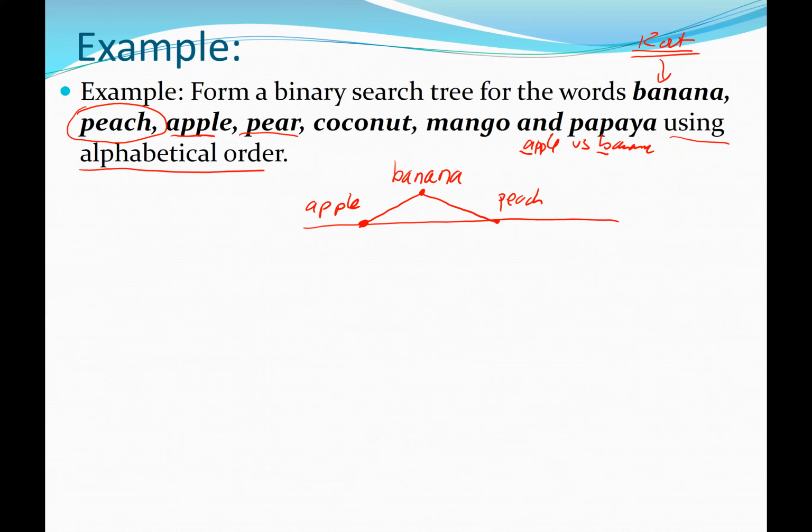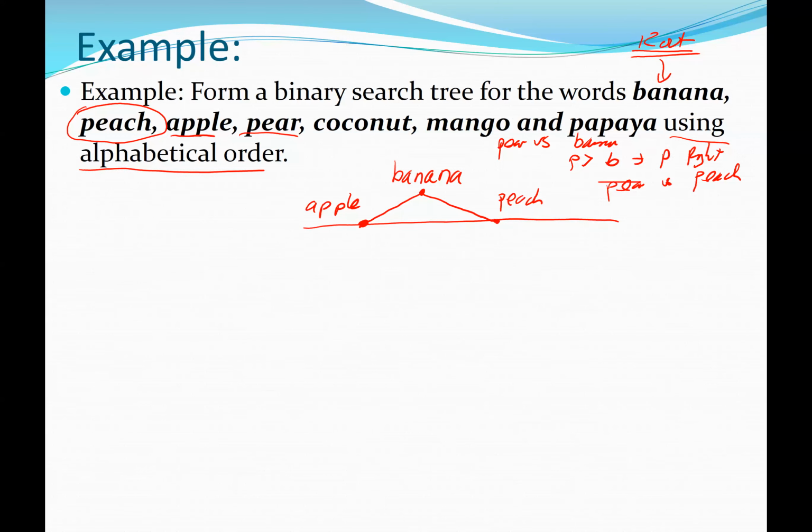All right, so pear compared to banana, pear is bigger than banana. It's just like when you go through checkpoints, right? So pear versus banana. P is bigger than B, so pear goes to the right-hand side. So now you can imagine that pear travels down, now pear versus peach, right? So now you have pear versus peach.